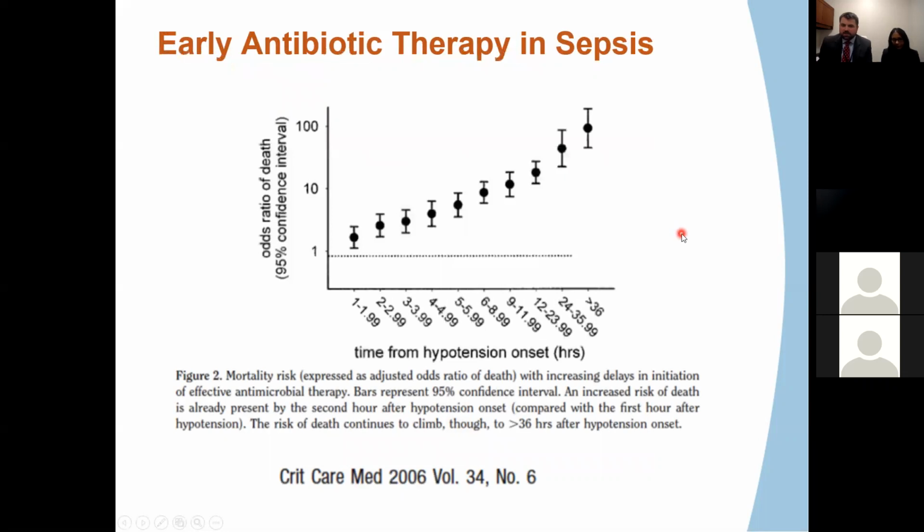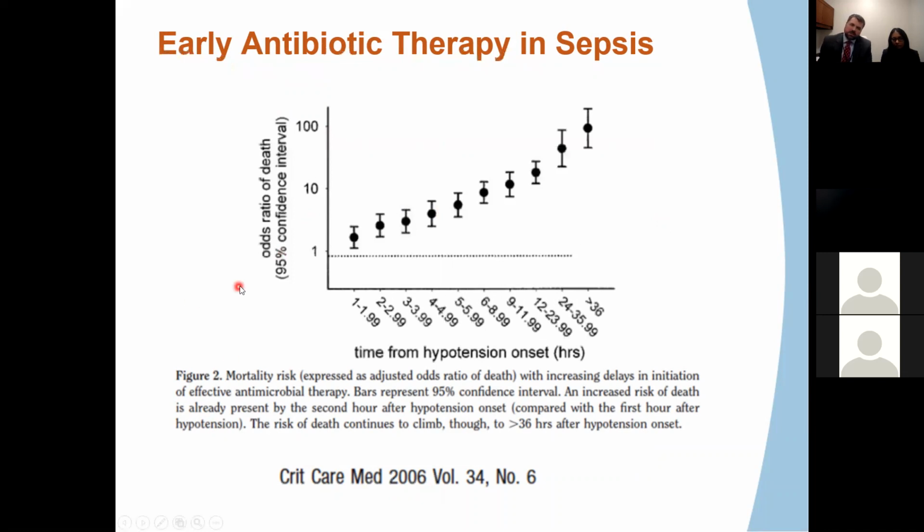Even not knowing if somebody has an infection or is going into sepsis, we do know that early antibiotics make a big difference in outcomes. This chart shows something that has been known for a while. It's an old study from 2006, but everyone agrees that for patients in sepsis, the faster they get antibiotics, the better the outcomes.